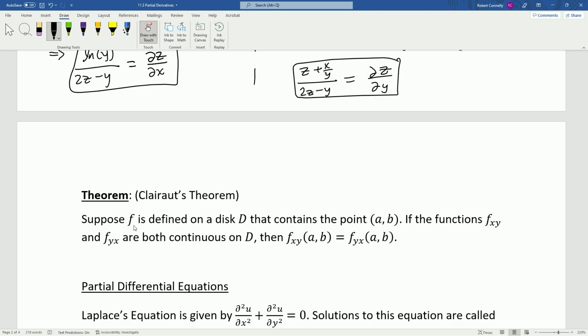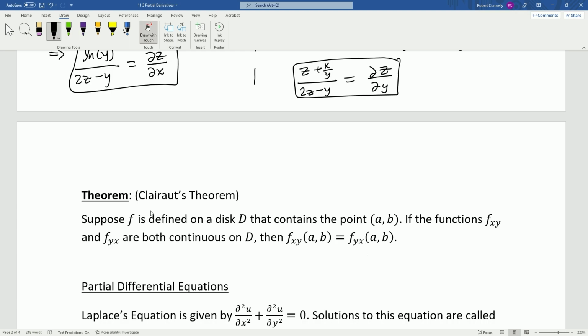So suppose that f is defined on a disk D that contains the point (a, b). If the functions that are described by the partial derivative of f with respect to x then y, and the partial derivative of f with respect to y and then x are both continuous on D, then those partial derivatives at that point will be equal.